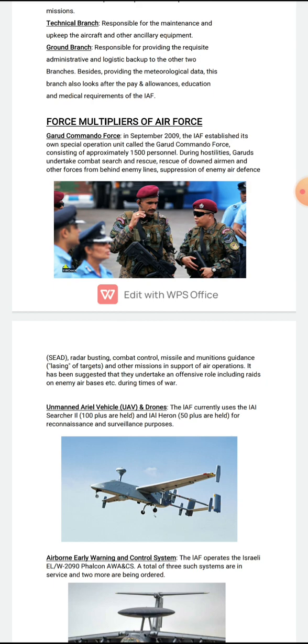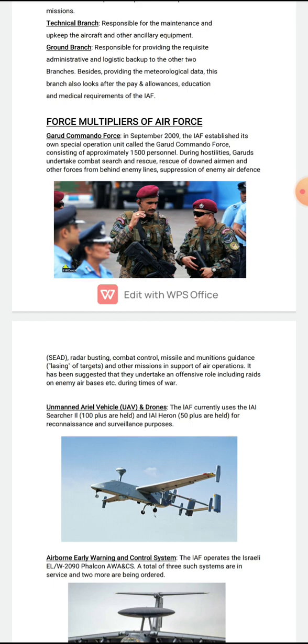Suppose Indian Air Force has to attack in China, and you know that China has a missile defense system. So if our fighter jet enters the Chinese territory, their radars will track it, and the missile defense system would fire missiles and destroy the Indian Air Force fighter jet. So now the special forces come into action.